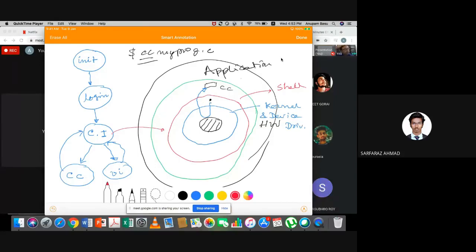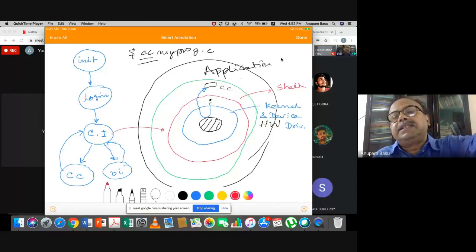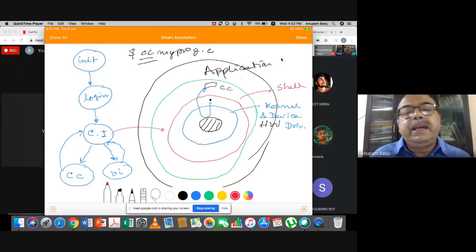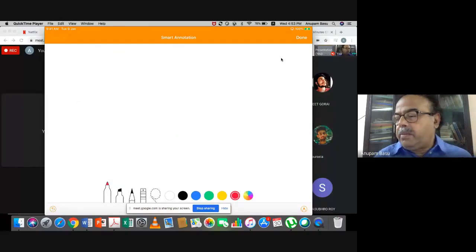Yes, sir. When the shell got the command CC and it knows that the CC is there, why don't I directly execute CC? Why do I come to the kernel and through the kernel I invoke CC? That is the question that we are trying to answer. Before that, let's keep this suspended a little bit.